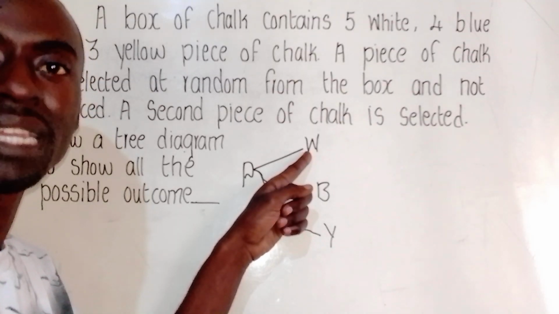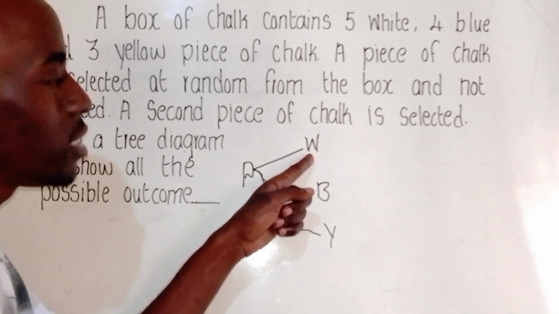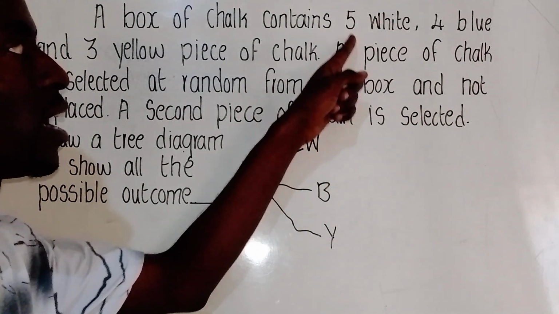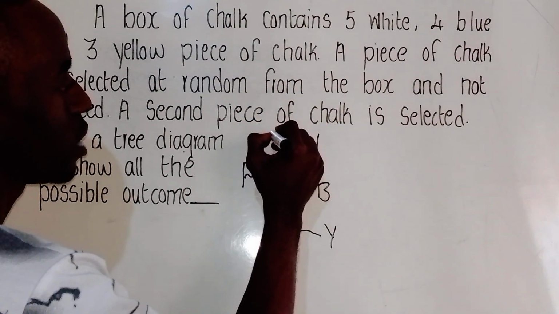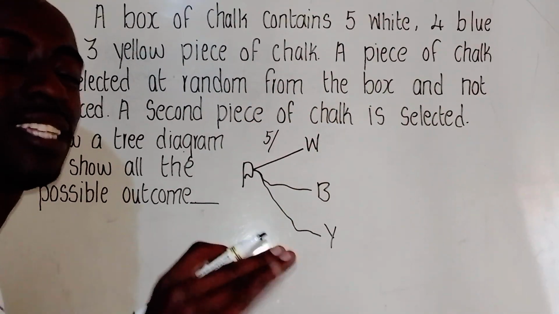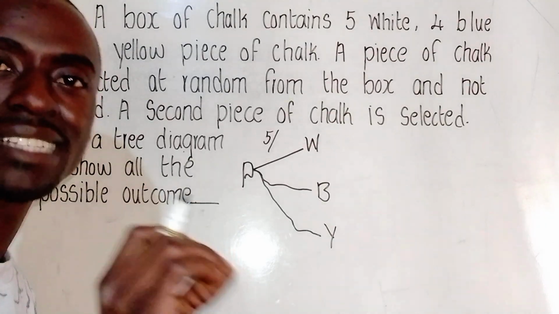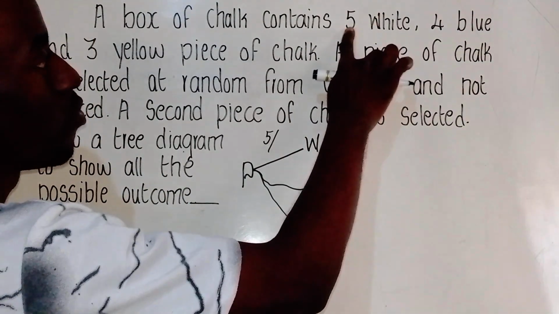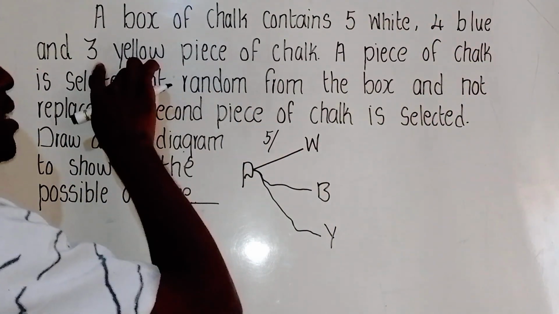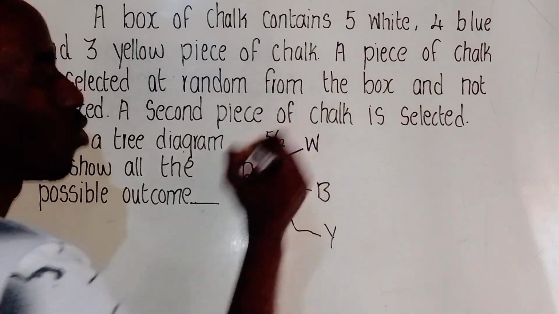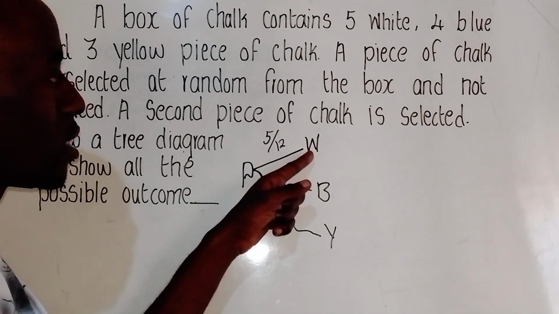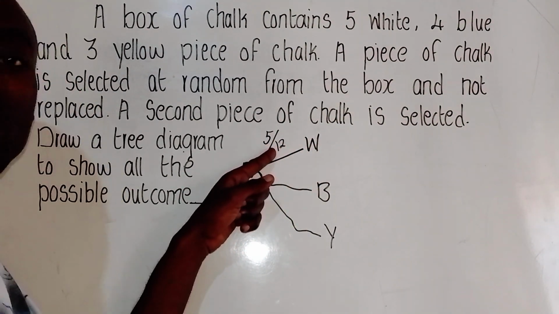So what you need to do now, what are the chances of picking the white piece of chalk from the box randomly? How many pieces of white chalk are there? We have 5. So here you say 5 over the total number of all the pieces of chalk. So you say 5 plus 4 plus 3, which gives 12. So the chances of picking the white piece of chalk is 5 over 12.